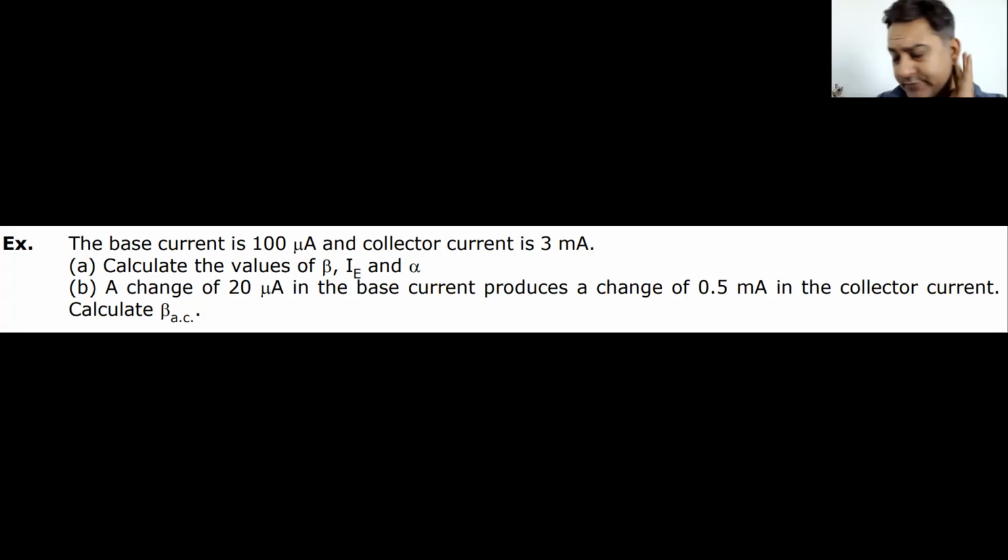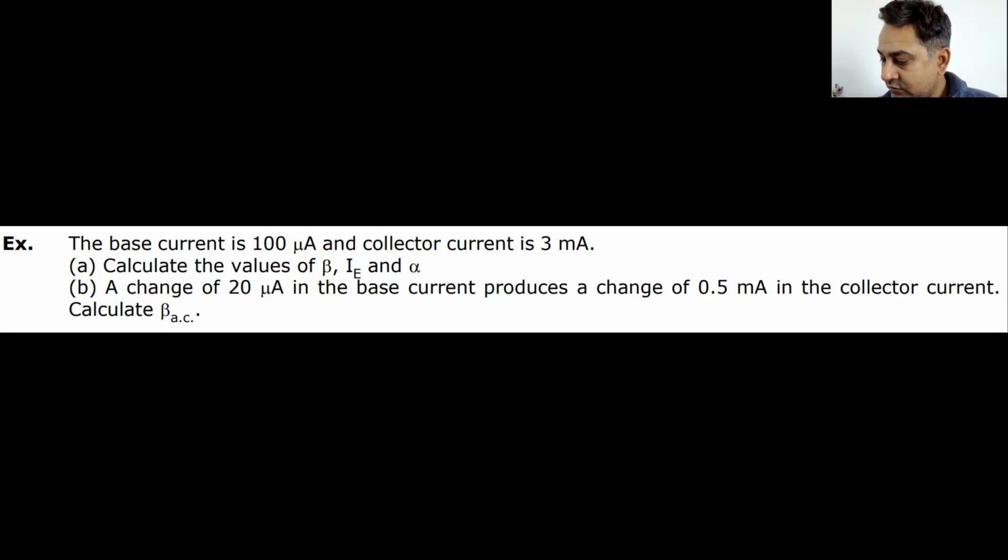Anyone with any answer, sir? Yes, sir. What is the answer? For the first part, A, for beta, it is 30. Well done. For alpha, 0.97. That is correct. And what about emitter current? Sir, I is not coming. Okay, so you just have to divide.